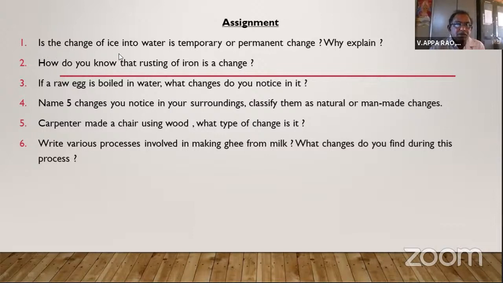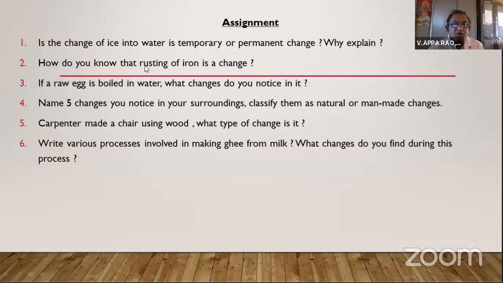Is the change of ice into water a temporary or permanent change? The change of ice into water is a temporary change, because water can change back to ice.